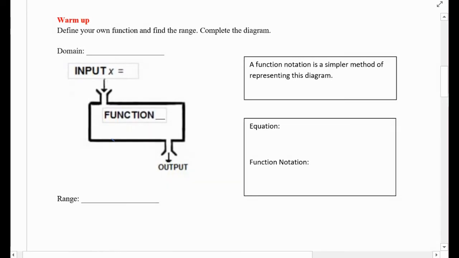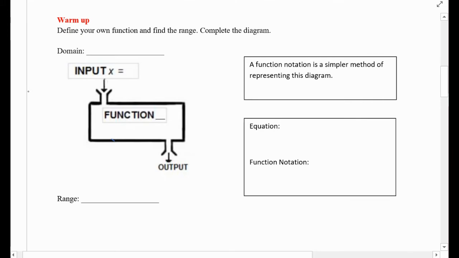Let's look at the warm-up question. Define your own function and domain. When you define your function, you have to define your domain too. So this time, for domain, I'm going to use all real numbers.